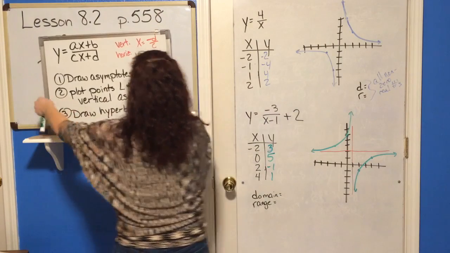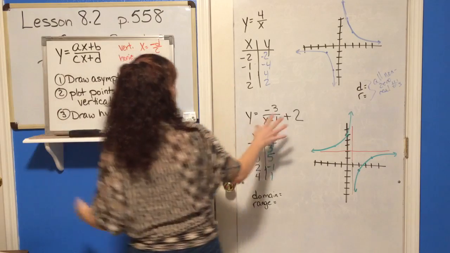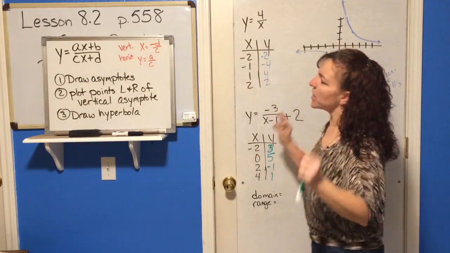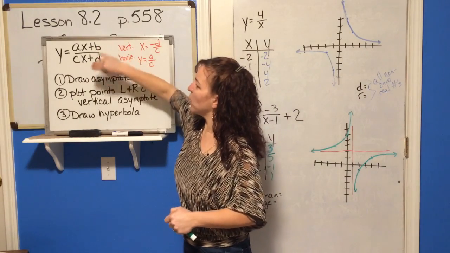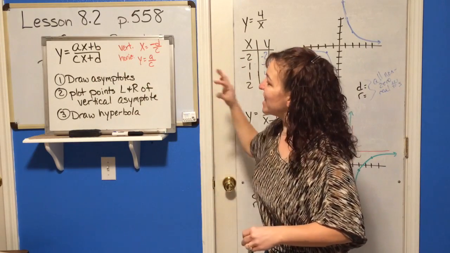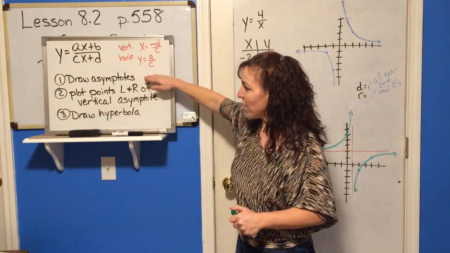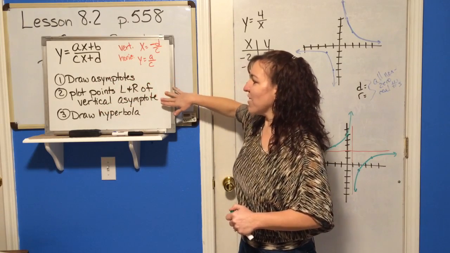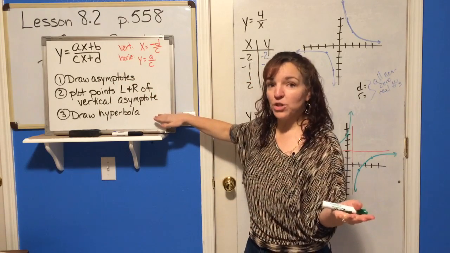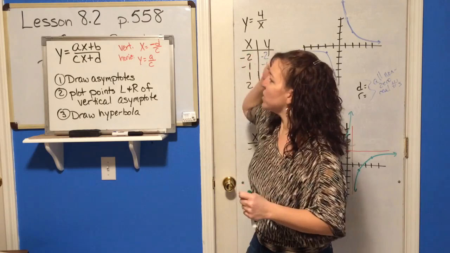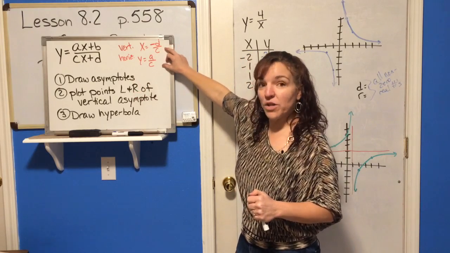Now, this one is a little bit different. We're not always going to have a nice, neat h and k, and sometimes y equals a binomial over a binomial. In this case, the steps are still the same. You're still going to draw your asymptotes, plot points to the left and right of the vertical asymptote, and then draw a hyperbola. That's all you're going to do. But what you've got to know is where those asymptotes are. So make sure you get these equations down.